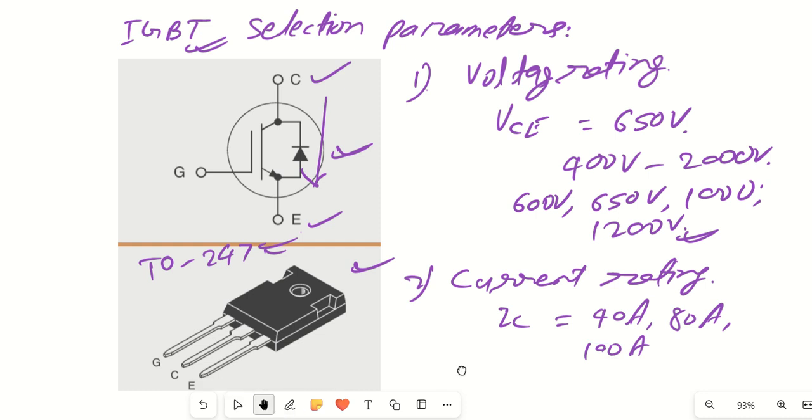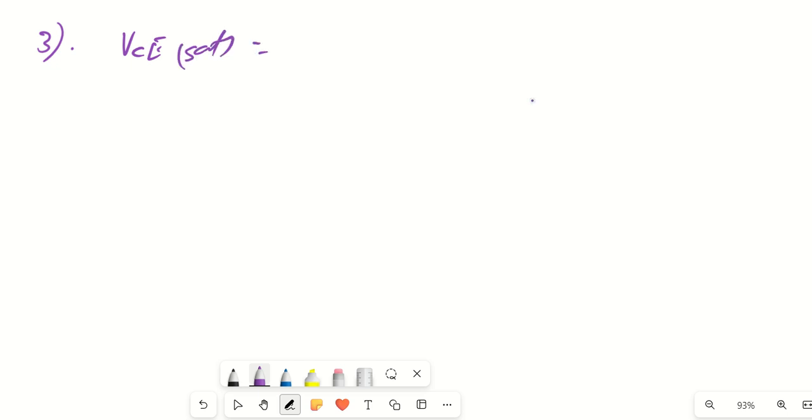Similar to that, a few more parameters we can list out. Let us say, what is the saturation voltage drop across collector to emitter, at saturation level. It has to be as low as possible. That is better, like 1.6 volt or 1.7 volt or maybe 2.1 volt or something like that. So how much power dissipation do you want? The higher the voltage drop across collector to emitter, the higher the power dissipation will be.